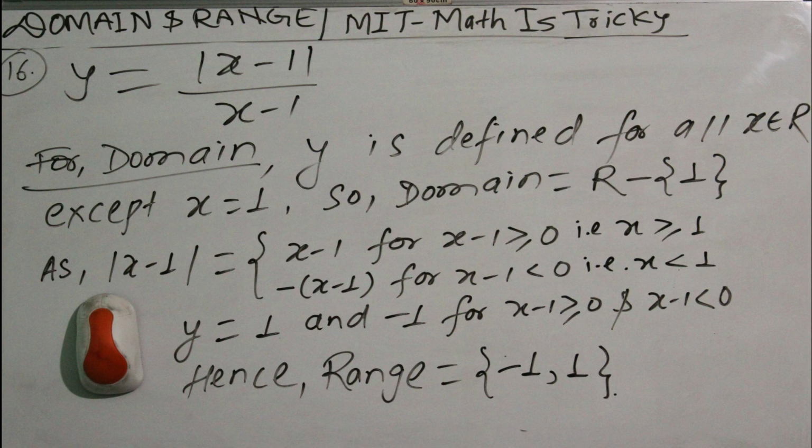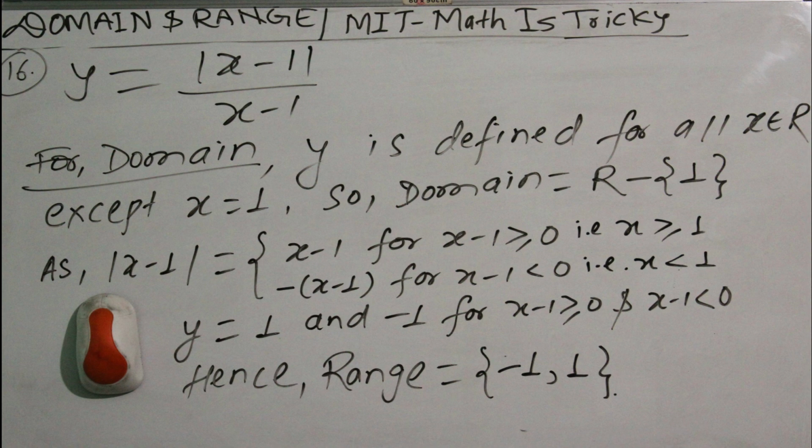Now we know the definition of modulus: the modulus of x is x if x is greater than or equal to 0, and minus x if x is negative. It means the modulus of x minus 1 will be x minus 1 if x minus 1 is greater than or equal to 0, that is x is greater than or equal to 1, and minus (x minus 1) if x minus 1 is less than 0, that is x is less than 1. By putting the modulus of x minus 1 as x minus 1, we get y equals 1, and if we put minus (x minus 1), we get y equals minus 1.